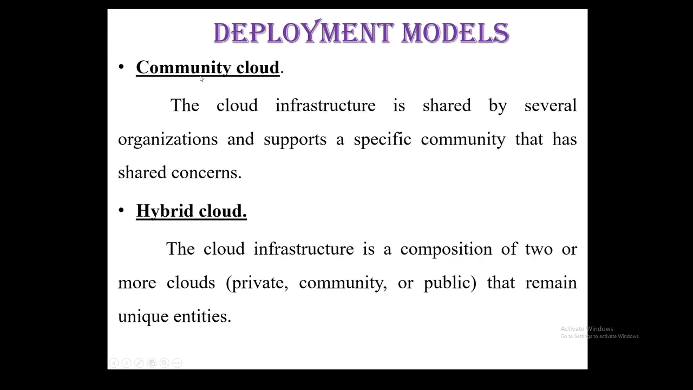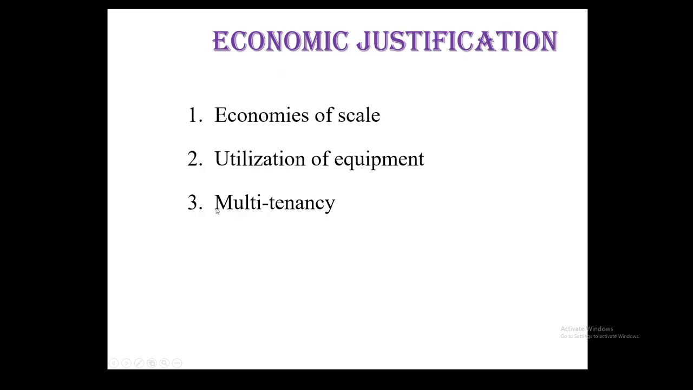Next one is the community cloud. The cloud infrastructure is shared by several organizations and supports a specific community which has shared concerns. Next one is the hybrid cloud. It is a composition of two or more clouds which remain unique entities. Next one is the economic justification, which is about the scale of the economy and how the utilization of the equipment will be.